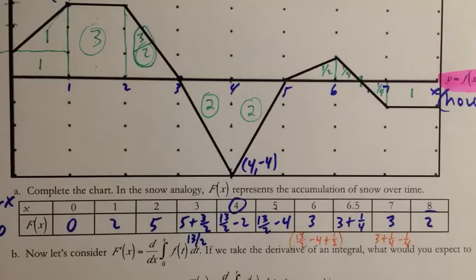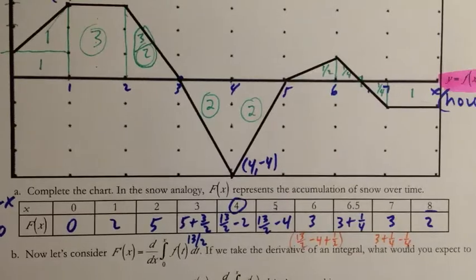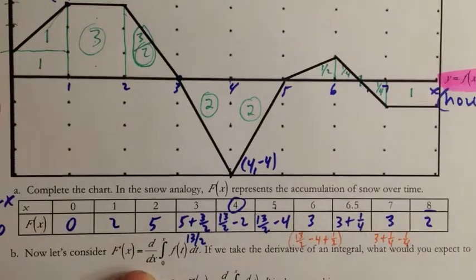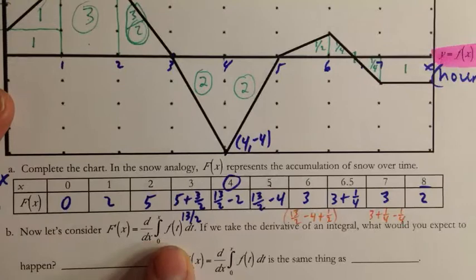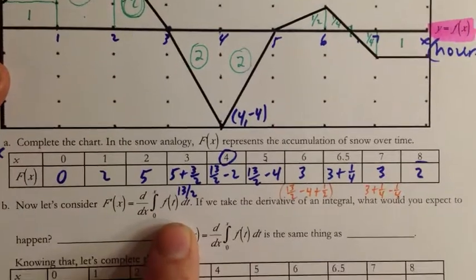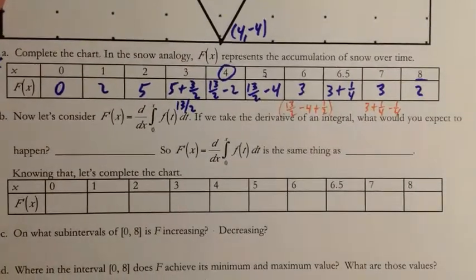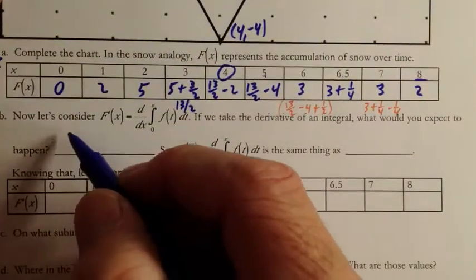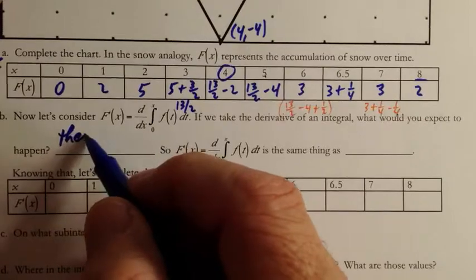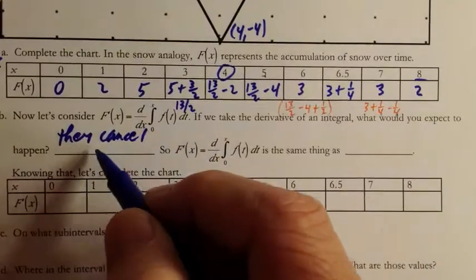Okay. So then part B. Let's see, we're at the 9-minute mark. Part B, it says F prime is equal to the derivative of, we already know that, F prime is the derivative. So then, if we take the derivative of an integral, what would you expect to happen? Okay, well, the derivative cancels. They cancel out.